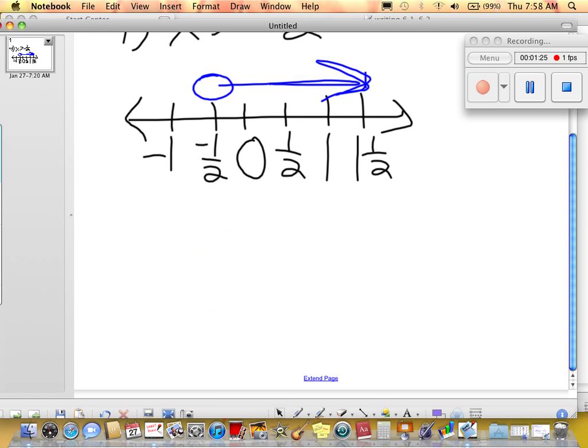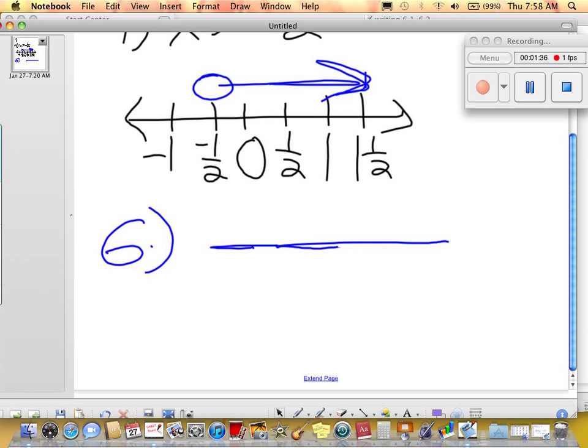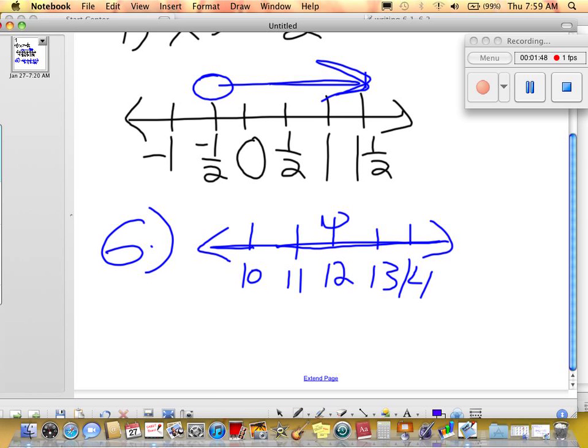Okay. Let's look at number 6 then. We've got our line, 10, 11, 12, 13, 14. It's got a closed circle over 12, and it's pointing to the right. So we're going to say x something to 12.